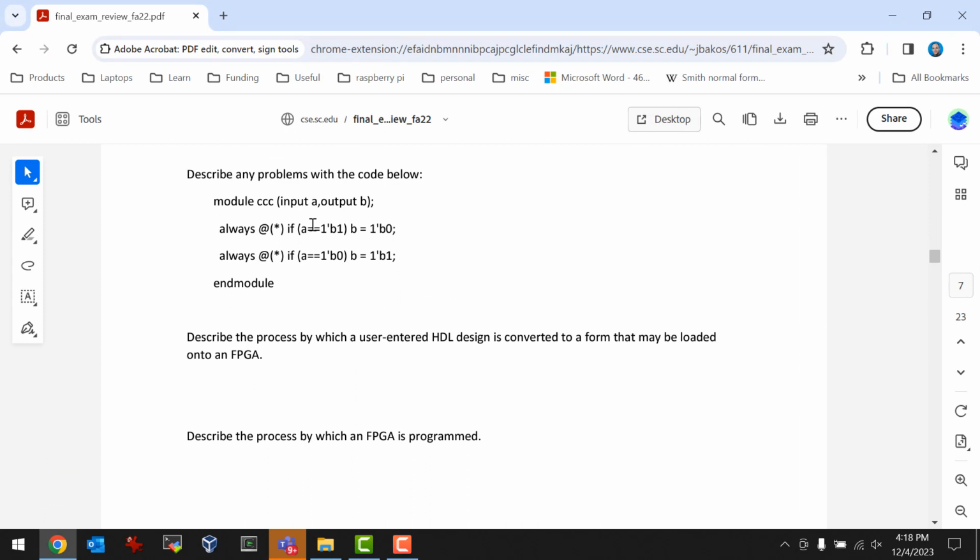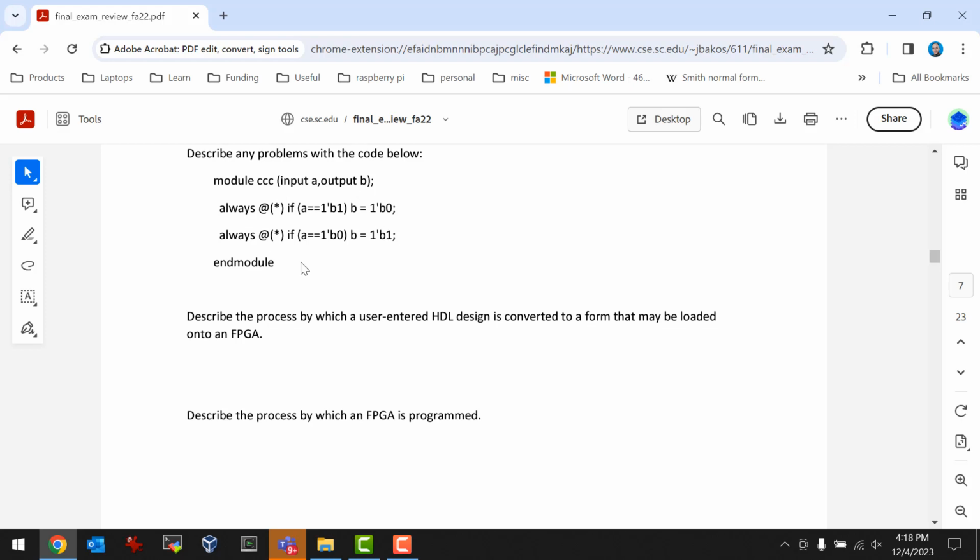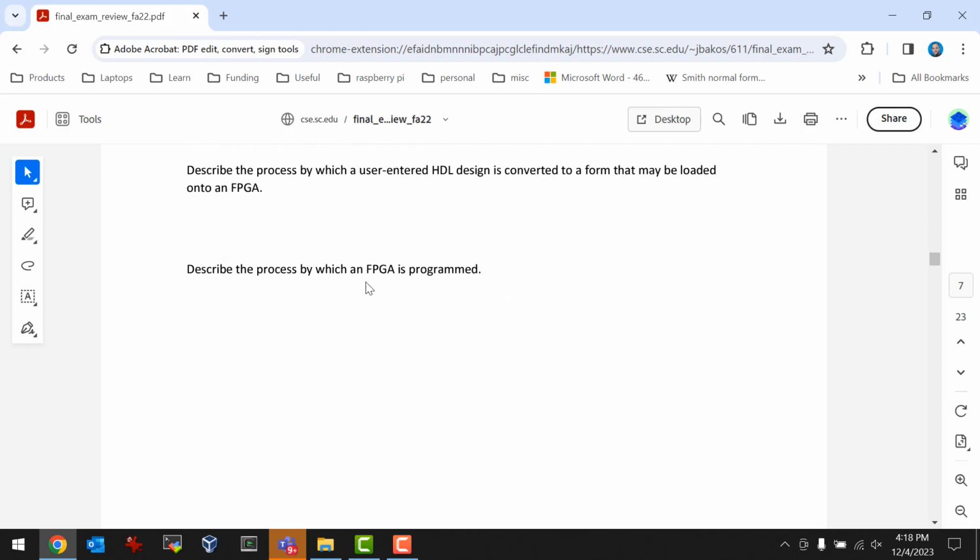Describe any problems with the module below. We've got two always blocks that are both driving B, so we can't do that. We'd be double driving B. That's a problem. Also, these are always @*, which is another way of saying always_comb, and they both imply latches because they don't say what happens to B if the if condition is false. So you'd want to put an else on these to say what happens to B otherwise, if you want to avoid latches there.